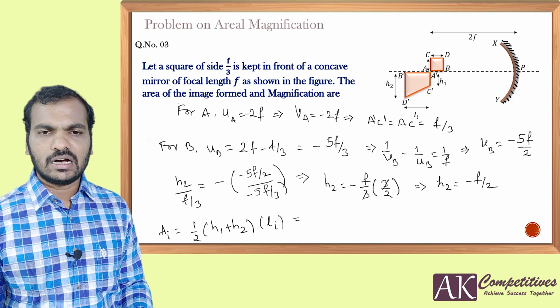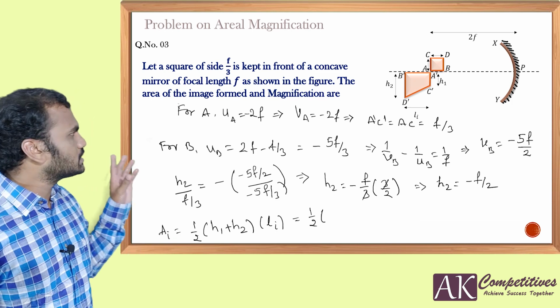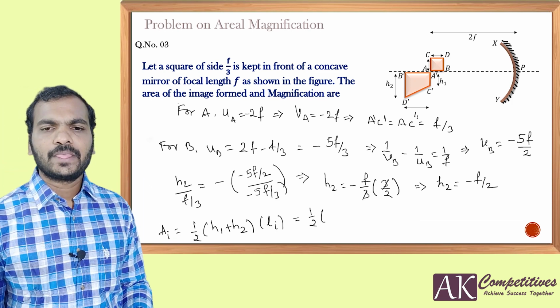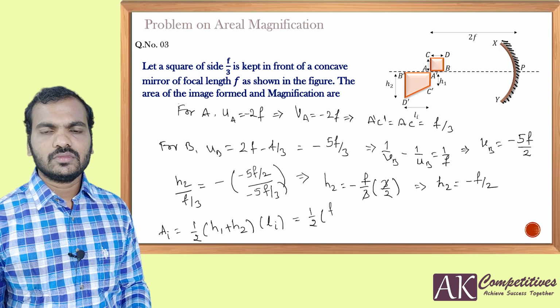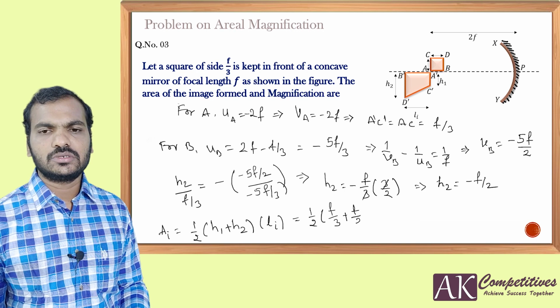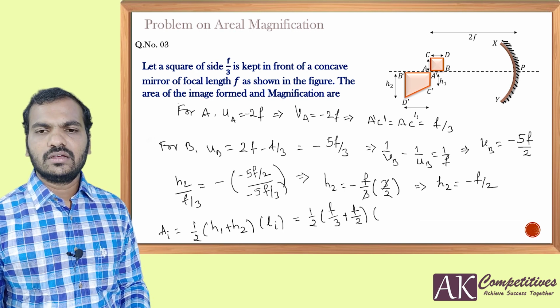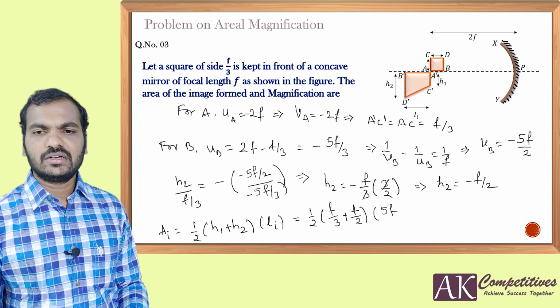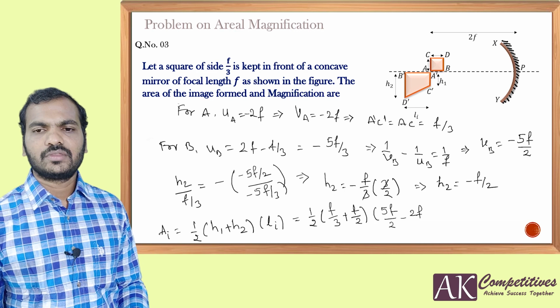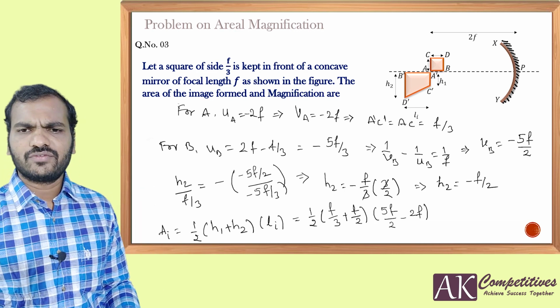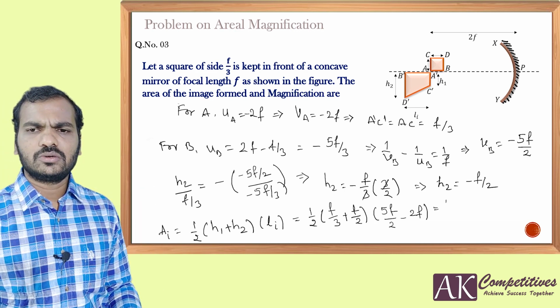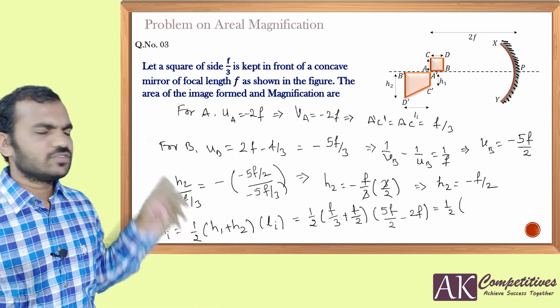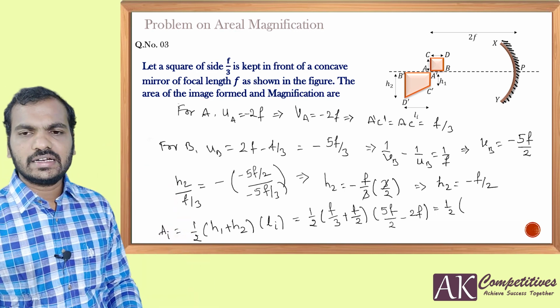This is the idea: half into H1. How much is H1 here? H1 will be f by 3 plus f by 2. I am taking only the magnitudes. So multiplied by, VB is how much? 5f by 2 minus 2f. Now here half into, how much will it be? 5f by 6, right?